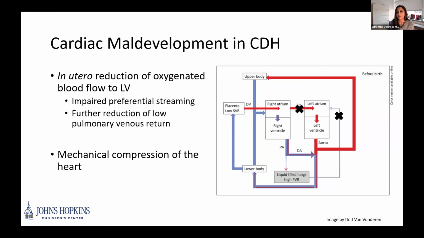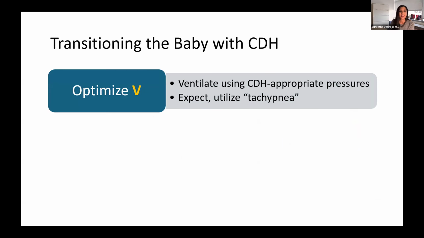So putting all this data together, how are we going to transition the baby with CDH? Just like in structurally normal babies, we would like to optimize VQ match. Now, in a structurally normal baby, all we have to do to optimize ventilation is stimulate them to make them cry. In a patient with CDH, we intubate in the delivery room, and we're in charge of deciding how to ventilate the baby. So we're going to choose to ventilate using CDH appropriate pressures. We'll talk a little bit about what those pressures should be in a little bit.